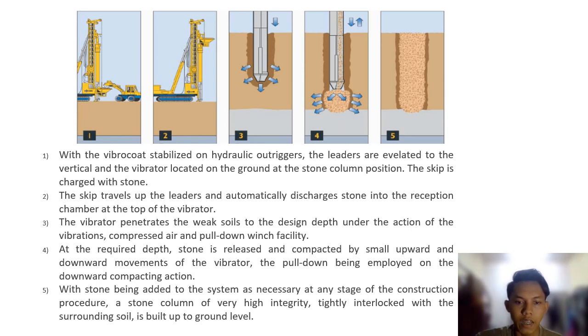Number 4, at the required depth, stone is released and compacted by small upward and downward movements of the vibrator, pull down being employed on the downward compacting action. The last one is with stone being added to the system as necessary at any stage of the construction procedure. A stone column of very high integrity, tightly interlocked with the surrounding soil, is built up to the ground level.